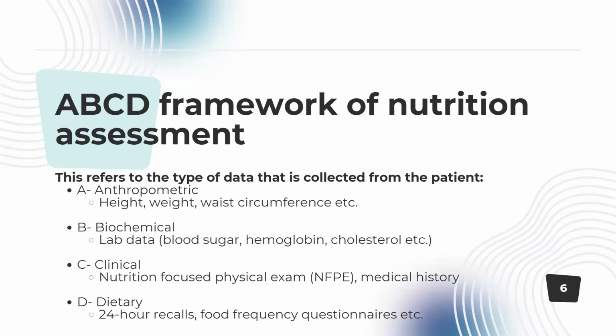A, anthropometrics. So we're talking about height, weight, circumference, and so on. B, biochemical data. So we're looking at lab data, or lab work, blood work, right? Blood sugar levels, hemoglobin levels, cholesterol, and so on. C, being the clinical data, which entails a nutrition-focused physical exam, as well as obtaining information about the patient's medical history. And D, dietary. This is where we conduct our 24-hour diet recalls, food frequency questionnaires, food logs, and so on.